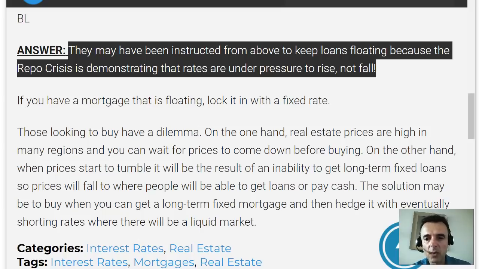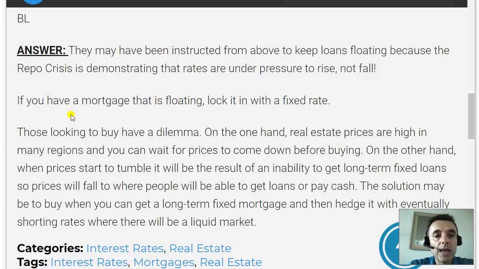It means that once this blows up, once you've pushed the ball under the water as far as you can, the more you push it down, the bigger and stronger the pressure is to bring that balloon up and shoot it into the air. So he goes on to say, if you have a mortgage that is floating, lock it in with a fixed rate. So again, once more he's saying the interest rates will go up no matter how much they try to manipulate it.